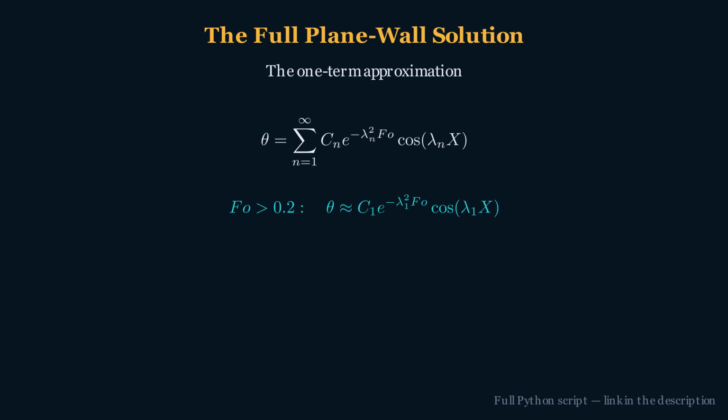In practice, once the Fourier number exceeds about 0.2, every term except the first has already decayed to under 2% of its initial size, so keeping just that first term is accurate to within 2%. This is the famous one-term approximation, and it's exactly what the Heisler charts plot. And C1 is just our derived formula with n equal to 1, depending only on lambda 1, which we get by solving the characteristic equation for the given Biot number.